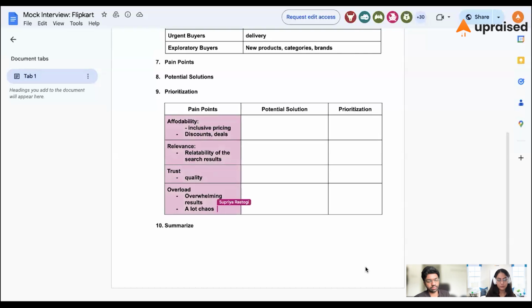Okay. Anything here? Any inputs here, Anuttam, on the pain points? I think these are good enough. We can proceed.